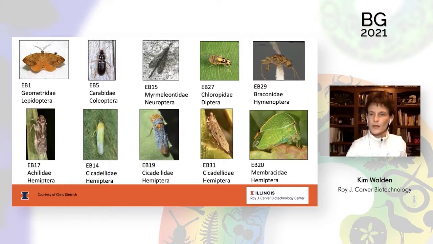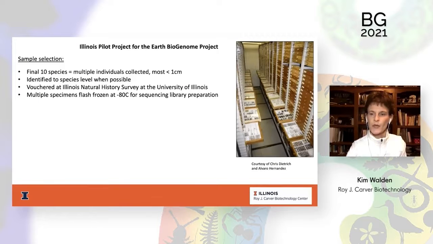Very little sequence information existed for these samples prior to the pilot project. And so one of the goals was to generate genomic information within a single ecosystem that could shed light on a variety of interactions. Chris Dietrich collected insects from the field, sorted them, identified them to species level when possible, and vouchered them at the Illinois Natural History Survey at the University of Illinois.